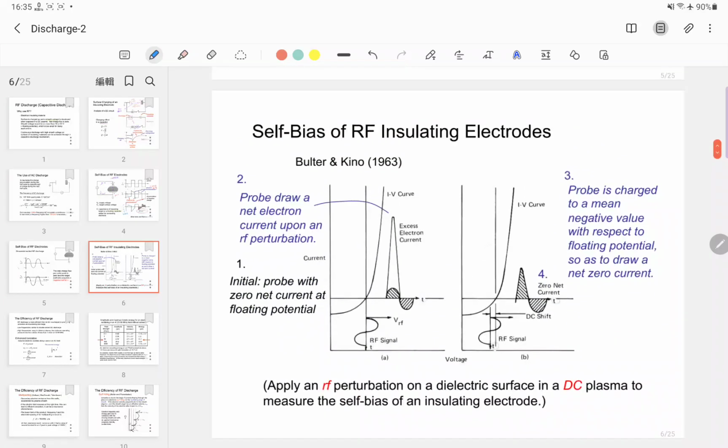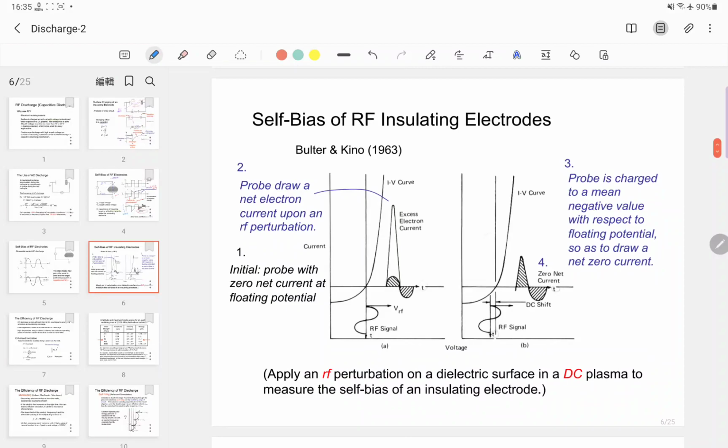In 1963, Porter and Kino conducted an experiment to measure the self-bias of the RF insulating electrode. These two figures explain how they measured the self-bias voltage. It might take some time to understand these figures. So at the first step, one can generate a plasma.